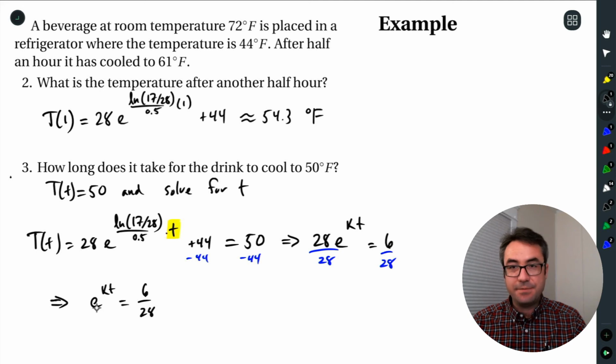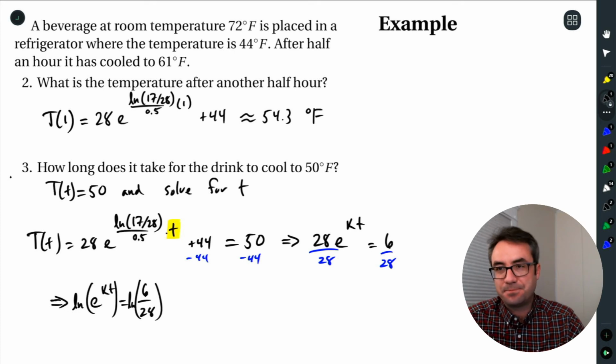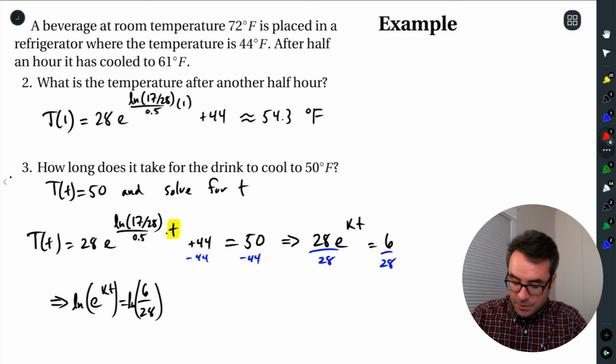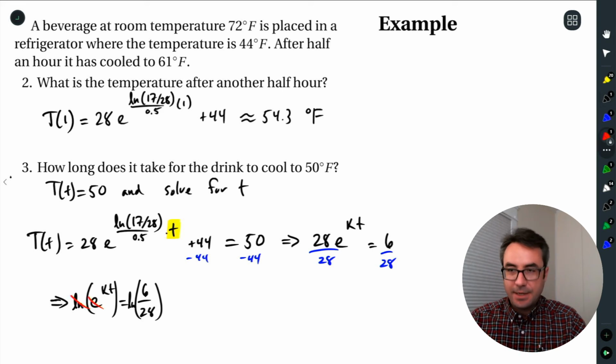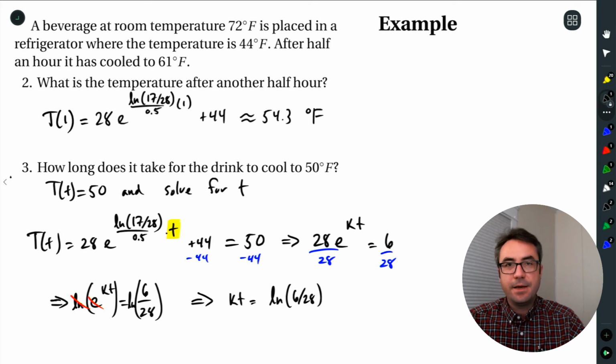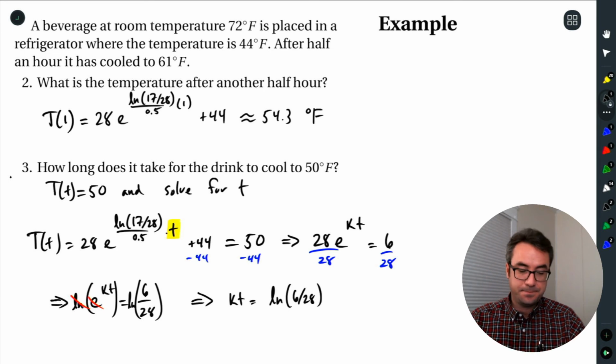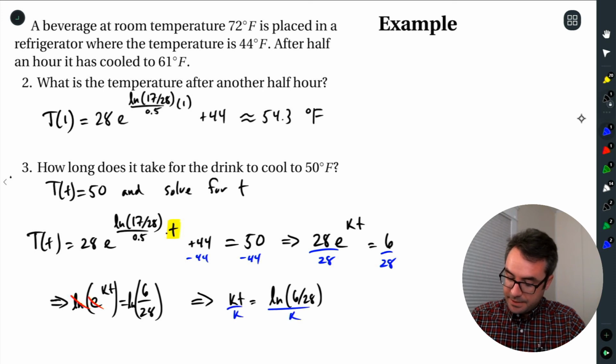And now we want to get rid of the exponential part here, so apply the natural log function to both sides. Natural log and e, once they're right next to each other, cancel out. And so we're left with k times t is equal to natural log 6 divided by 28. And then finally, we want to solve for t, so divide both sides by k. And that gives us our value for t.